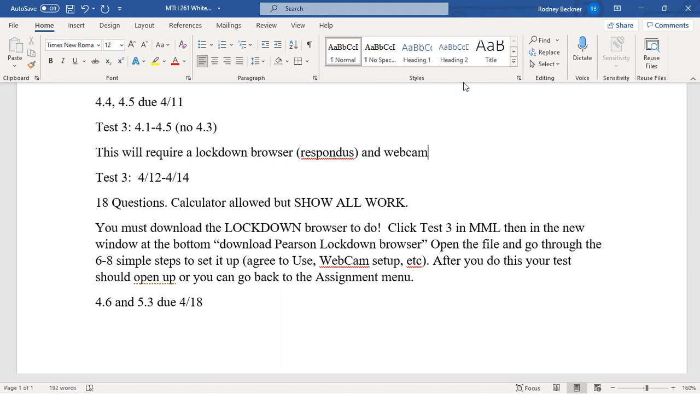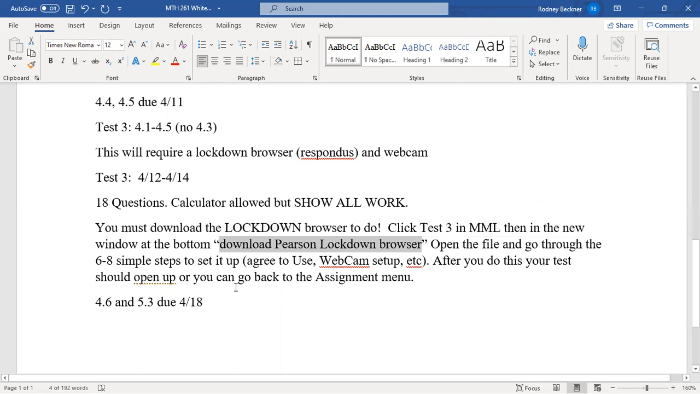I have instructions here on, it's actually pretty simple. You're going to go to my math lab to take the test. You're going to go to where it says test 3. You click test 3, and then it'll open up another browser. At the very bottom, there will be an option to download the lockdown browser, and you have to do so. So you click download Pearson lockdown browser after you click test 3.